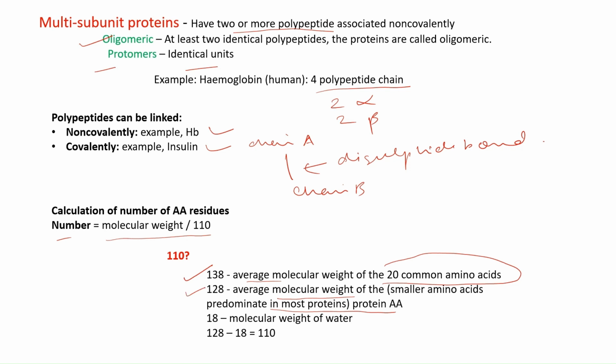For the formation of a protein, these amino acids are linked together through peptide bonds. And for each peptide bond, a water molecule is released. So what is the molecular weight of water? 18. So we have to subtract 18. The most abundant amino acids, if we take the average of their molecular weights, will come to 128. So 128 minus 18 is 110. So the molecular weight of any protein, if we divide by 110, we can get the number of amino acid residues that the protein is made up of.